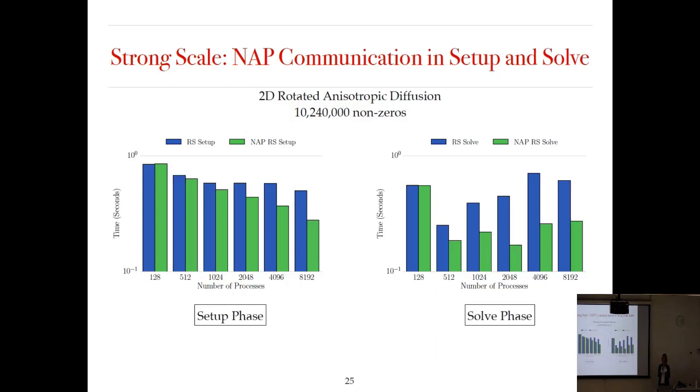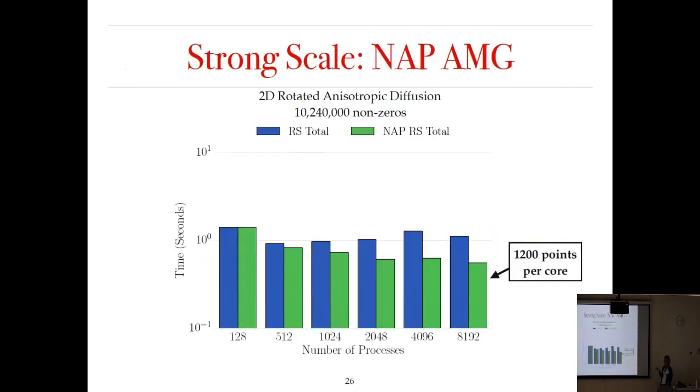You don't set up on a large number of processes and then solve on a smaller number. Because of that, we really care that at 4,000 and 8,000 processes, the time of the solve phase doesn't go up drastically like it does with the standard solve phase. If we look at the total time for AMG, we can see that we do increase the scalability to 8,000 processes, and we do have pretty significant speedups over the standard AMG. For this, we scale to 1,200 points per core, but we actually have scaled out farther to 16,000 processes. I just don't have runs that large for this problem.